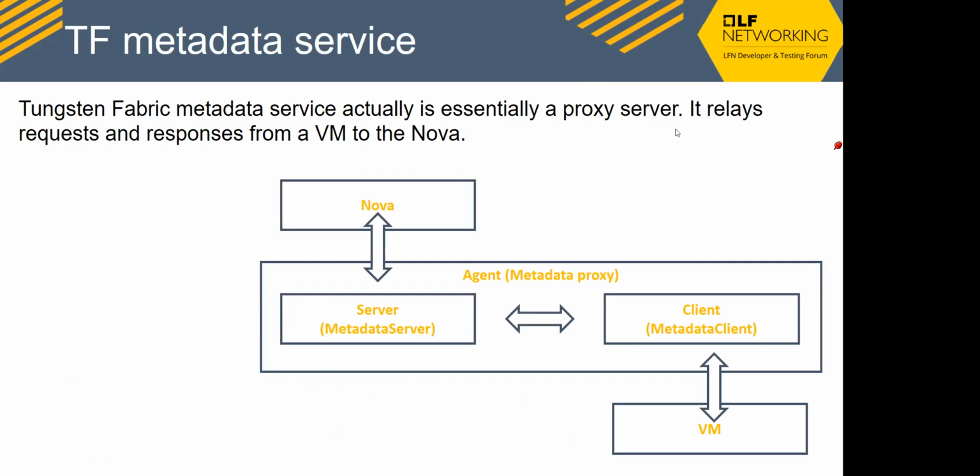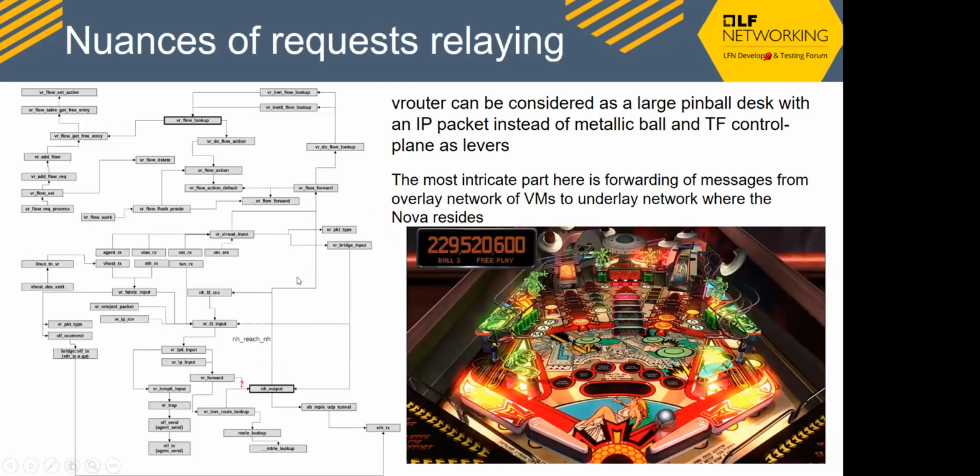Actually, this Tungsten Fabric service is a proxy. It relays messages between a virtual machine and the Nova server, and the general structure is presented here. It is simple, but it contains some intricate points. You can imagine the vRouter as a big pinball desk, and we need to talk a little about the vRouter, because actually this plane is connected to metadata service.